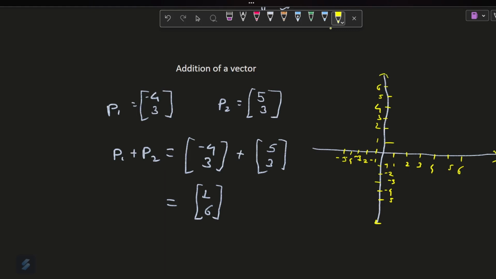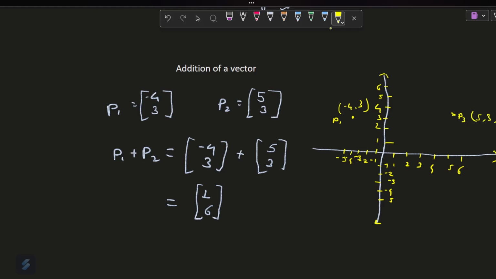That is, we have vectors. So how do we plot it? First we have the P1 point. P1 is minus 4 and 3. This is the first point P1. And similarly, P2 is 5 and 3. P2 is 5 and 3.